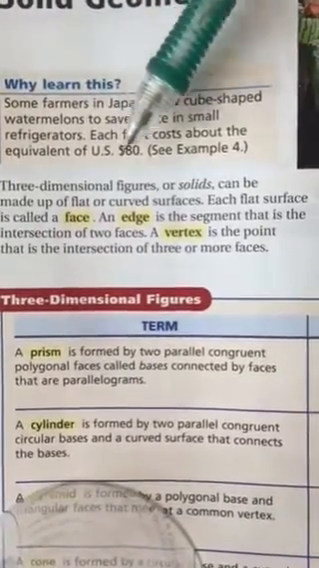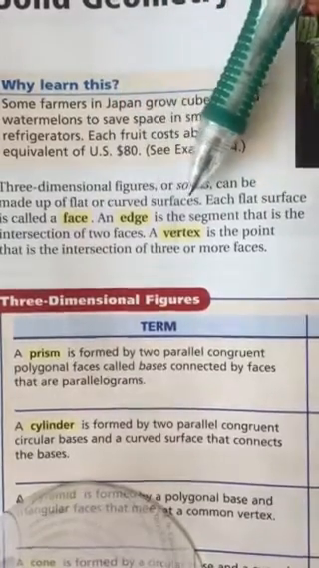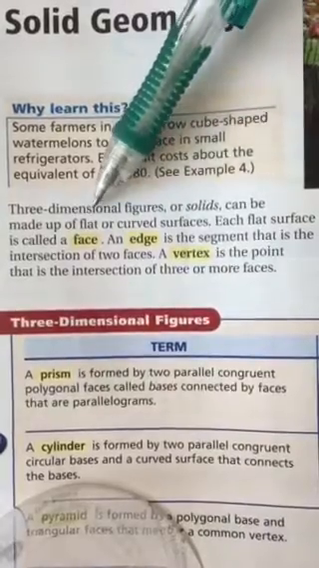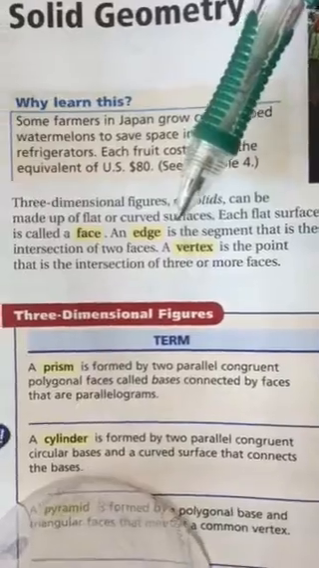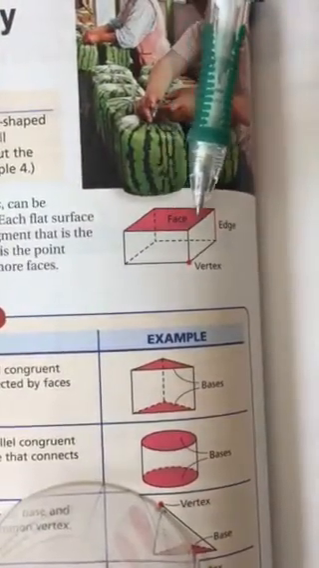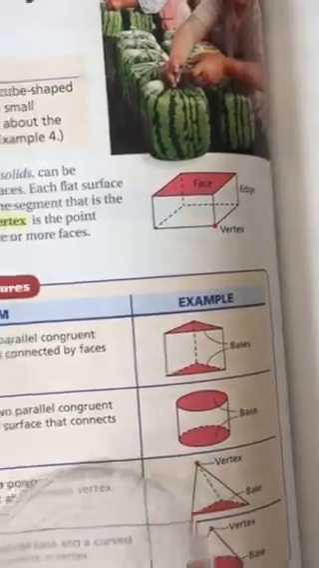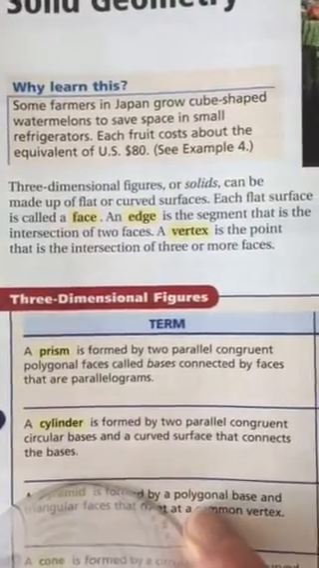Three-dimensional figures, which we also called solids, can be made up of flat or curved surfaces. Now this is why it's called solid geometry, because we're looking at solids or three-dimensional figures. Again, they can be made up of flat or curved surfaces. Each flat surface is called a face. Let's look right here. So a face is this top rectangle or the side rectangle or this side rectangle or the bottom. The edge is the segment that is the intersection of two faces.